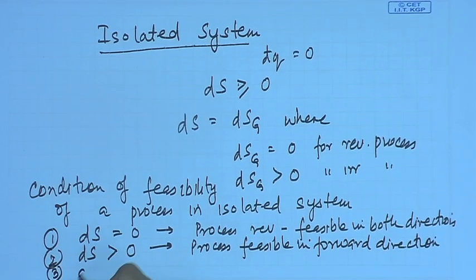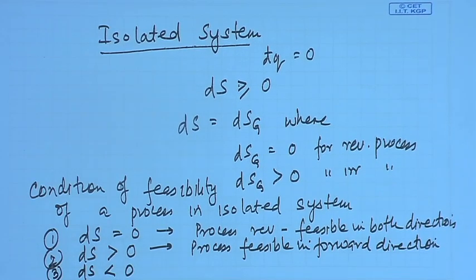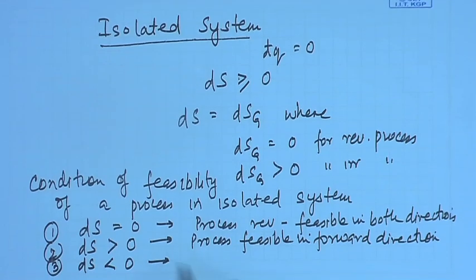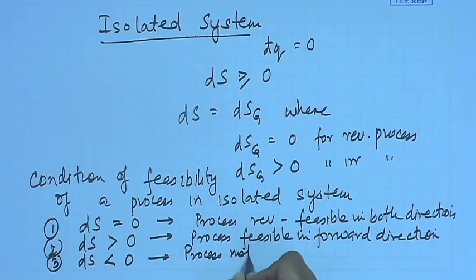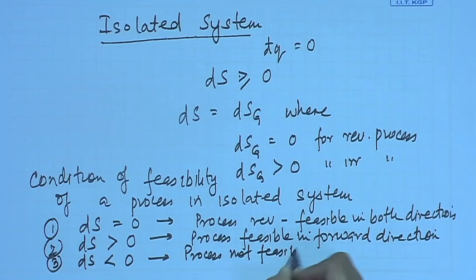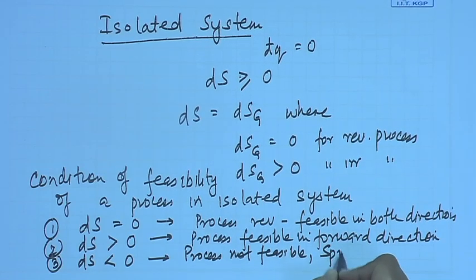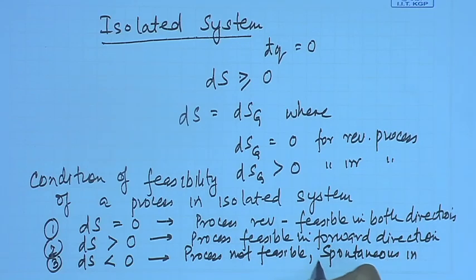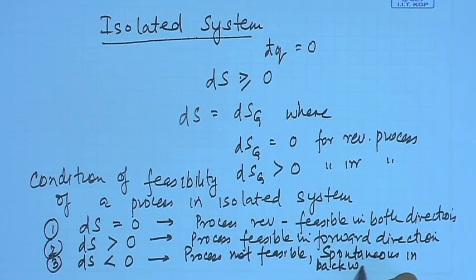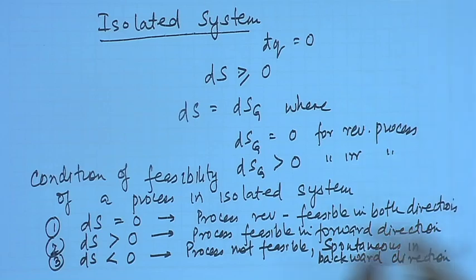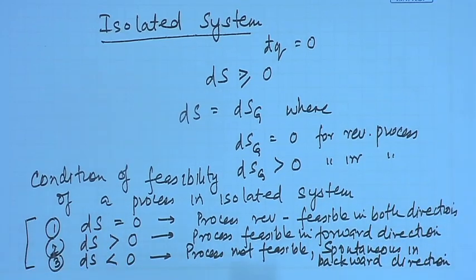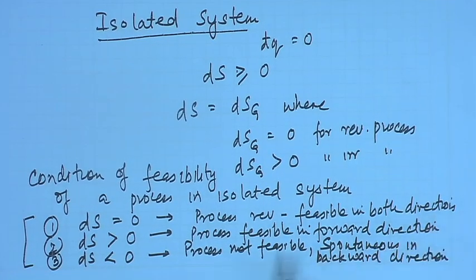And suppose on calculation of ds you find ds is less than 0. What do you deduce? You deduce the process is not spontaneous or not feasible. It is spontaneous in the backward direction. So, from here we have deduced the criteria of spontaneity of any particular process in an isolated system.